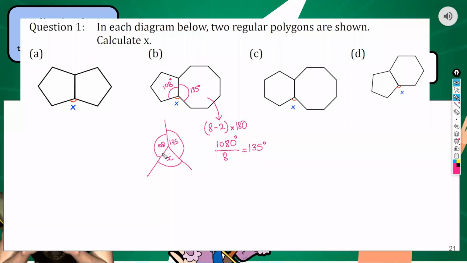360, because all three combined give you a perfect circle. So add up 108 and 135, and minus it from 360. When I add up these two, I am getting 243. And then I minus it from 360, and I get 117 degrees.